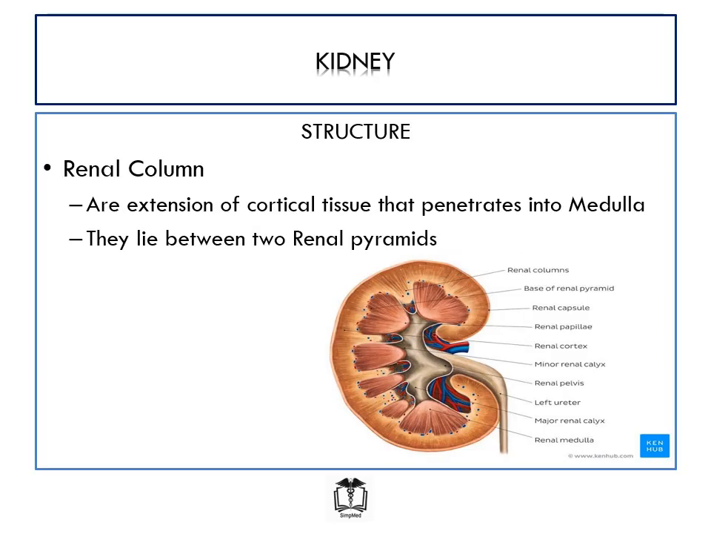The renal column. The renal column is also part of the renal medulla, the extension of the cortical tissue that tends to penetrate into the medulla. They lie between the two pyramids and they separate each of the pyramids from one another.